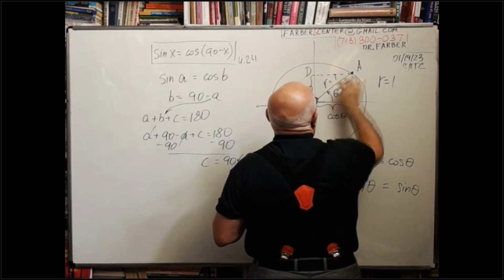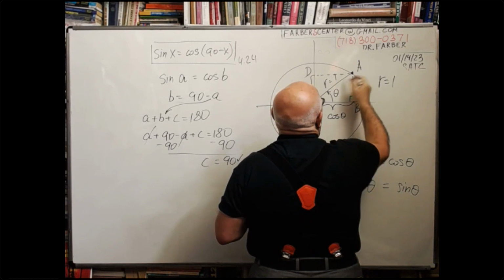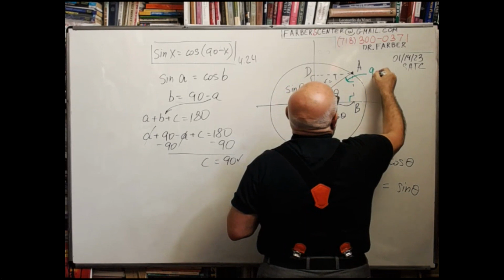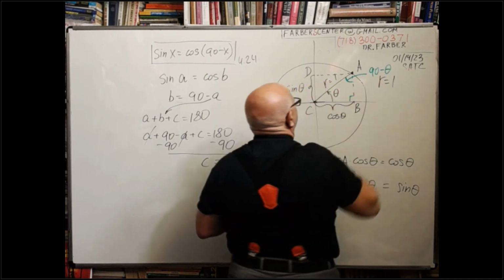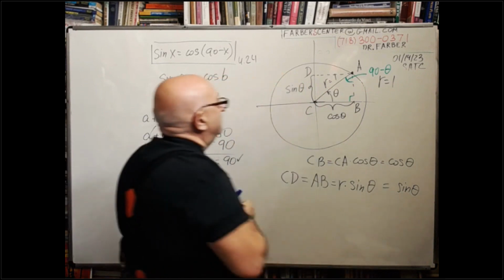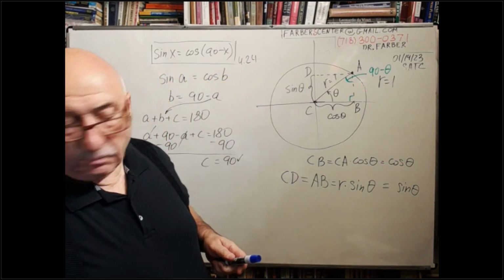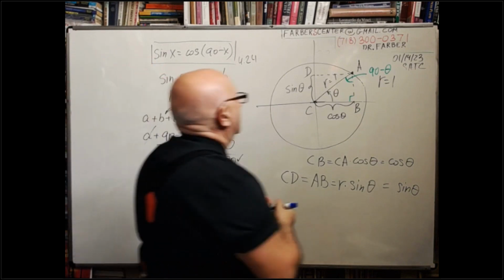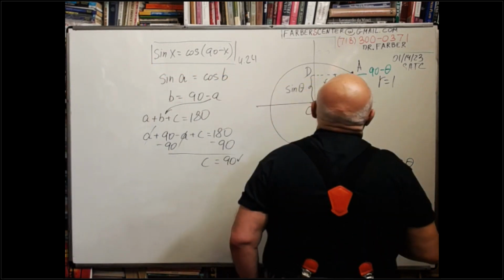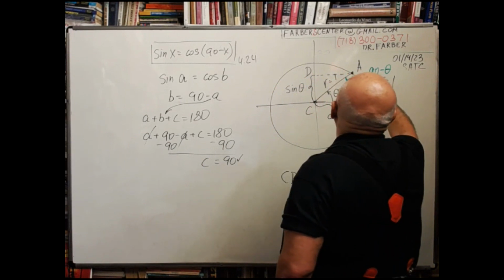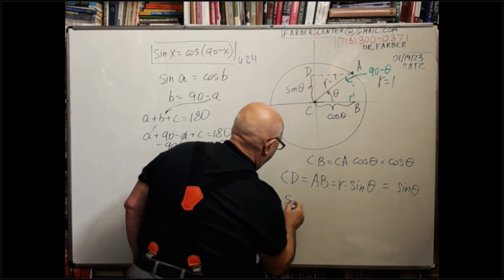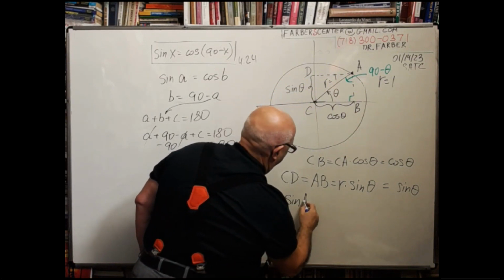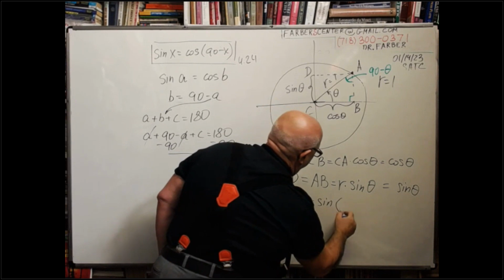And since this is complementary, this is 90 degrees by definition. And this complementary, this would be what? 90 minus theta. Complementary, both of them together 90 degrees. Okay. For instance, what is sine of 90 minus theta? Sine of A or sine of 90 minus theta?